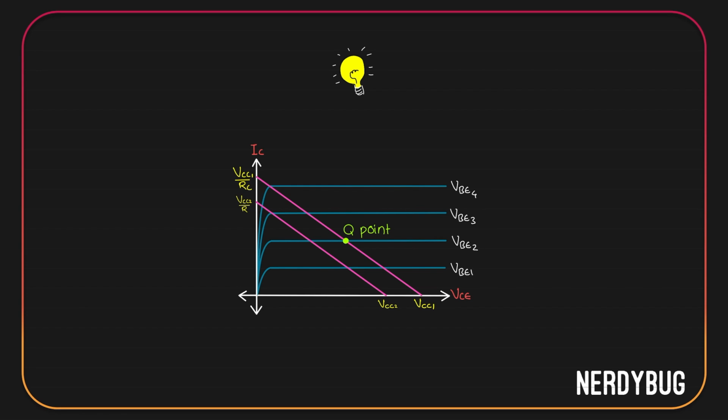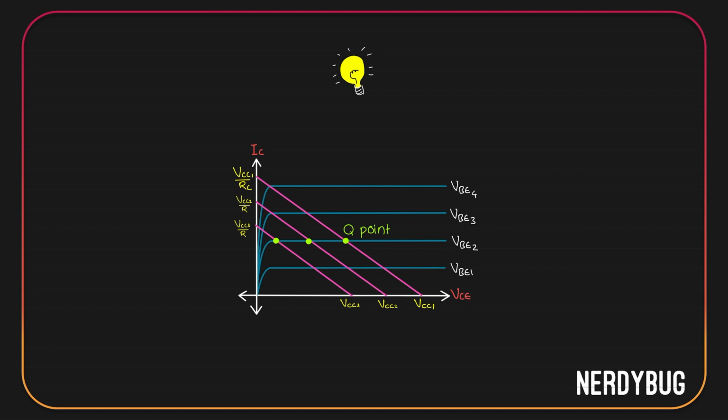My question is, what will happen to the Q point? VBE2 is supposed to give me this much collector current. But according to the new load line, this much collector current requires this much VCE. So my Q point will be over here. For another value of VCC, we might get something like this. In this case, the Q point is going to be over here. So we can say when VCC is changed, keeping everything else the same, Q point is going to move horizontally.